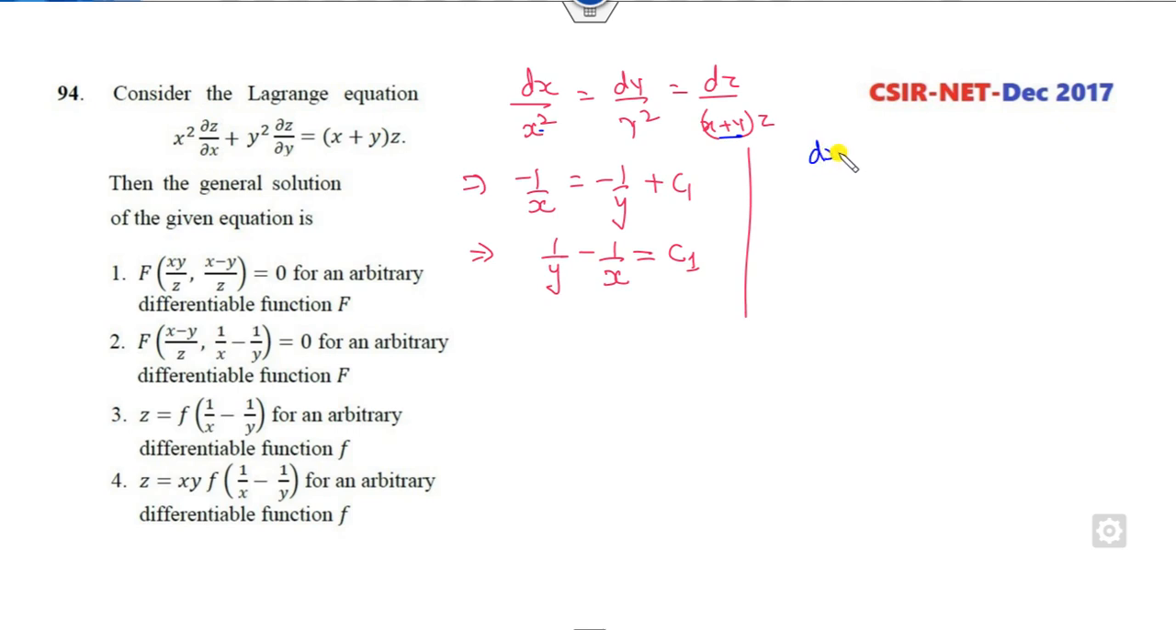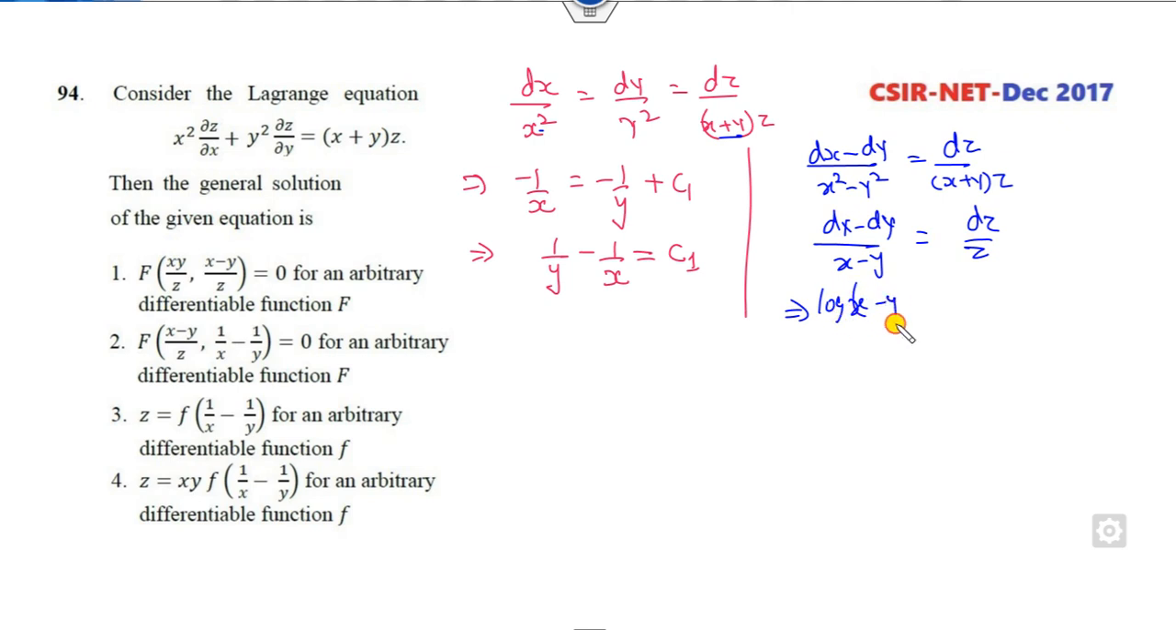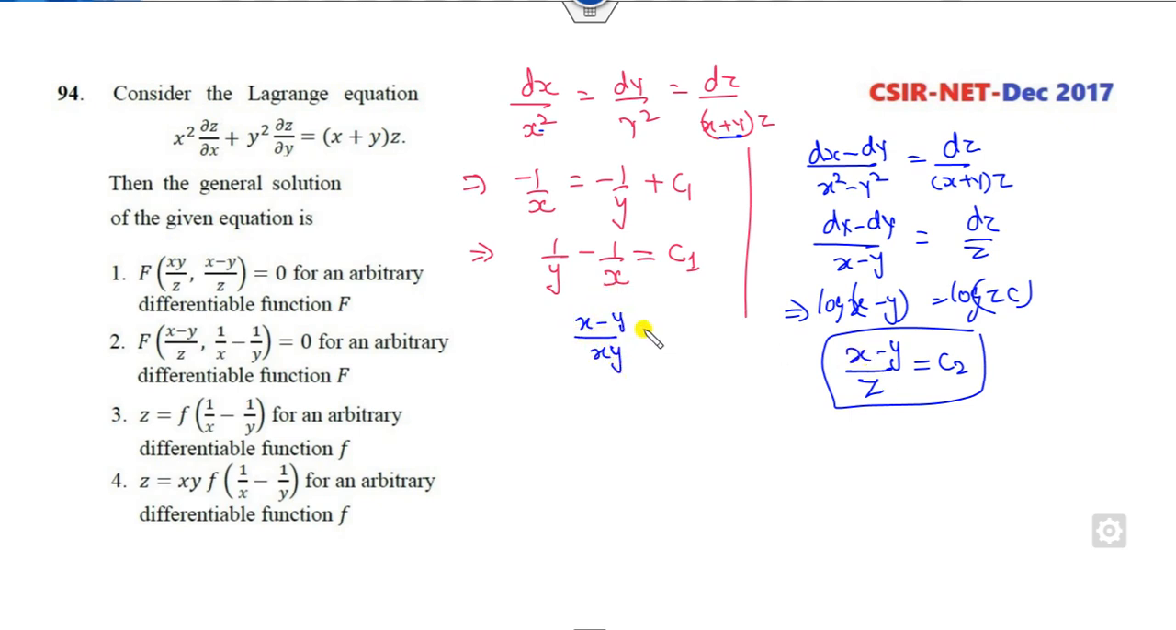So if I write dx minus dy here, and if I cancel out x plus y, it will give you x minus y. Now if I integrate them, it will give you log of x minus y equals log z plus c, or you can say x minus y over z is c2. Fine, this is c1. Or you can write this function also as x minus y over xy is equal to c1. Now you can check the options.